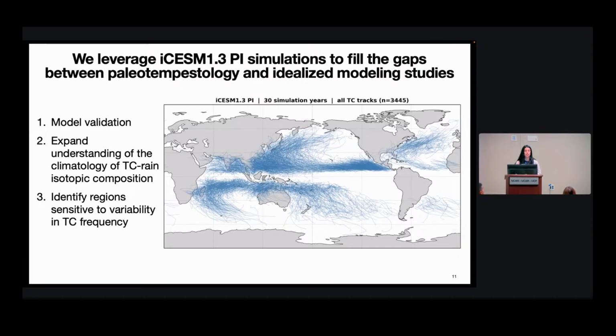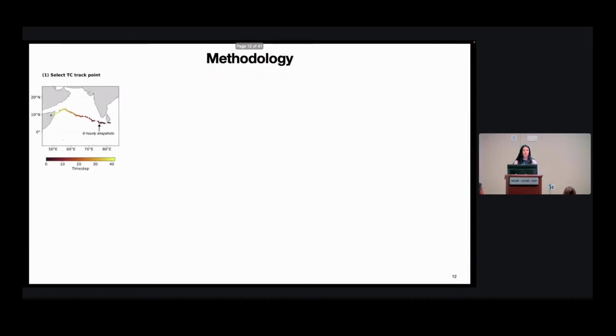To walk through my methodology, we have, through an algorithm, identified TC features from these iCESM simulations, and each TC is associated with 6 hourly snapshots or nodes.